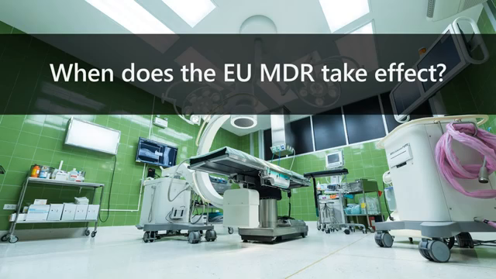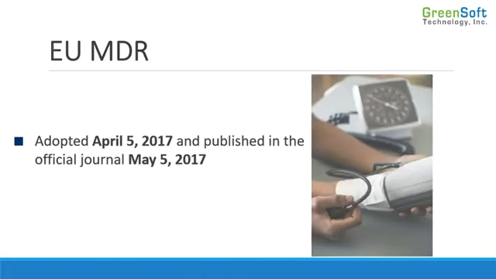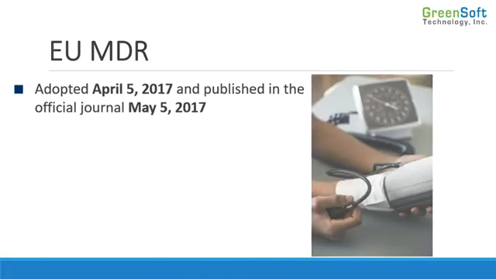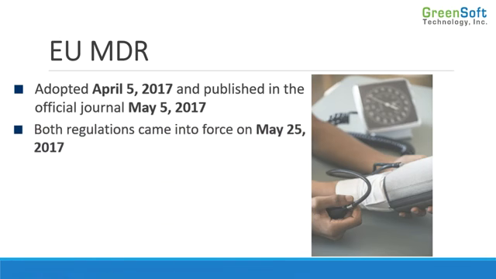Looking a little bit at the timeline here, the regulation was adopted on April 5th, 2017, and published into the official journal on May 5th, 2017. Now, as with most European regulations that are published in the official journal, it became effective 20 days after publication, which means that it became effective on May 25th, 2017.